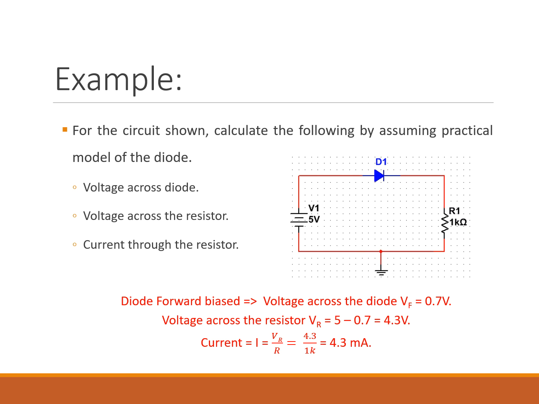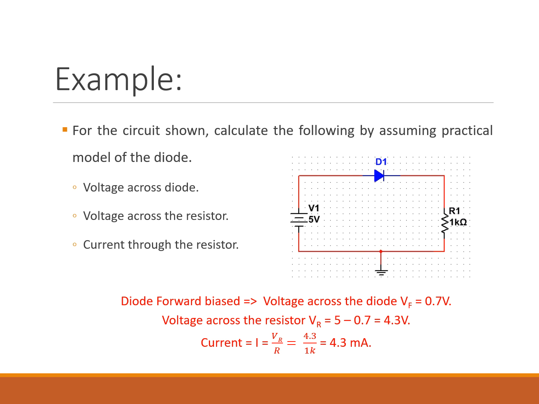All right, so let's start off with step one, voltage across the diode. In a practical model, we always assume a voltage drop across the diode in forward bias of 0.7 volts. So forward bias voltage, V sub F, is equal to 0.7 volts. Step two, voltage across the resistor. Now we just subtract the diode drop from the total voltage. The total voltage is 5 volts minus the 0.7 volts dropped across the diode, and whatever remains has to be the voltage dropped across the resistor. So that's 4.3 volts.